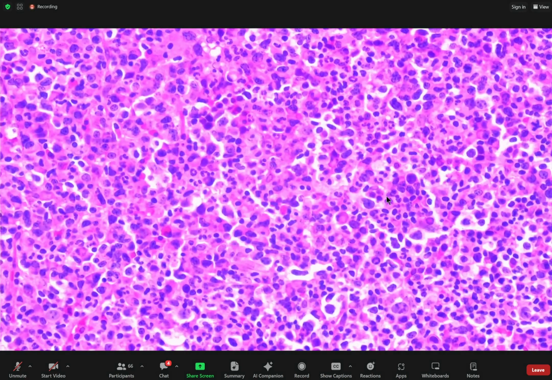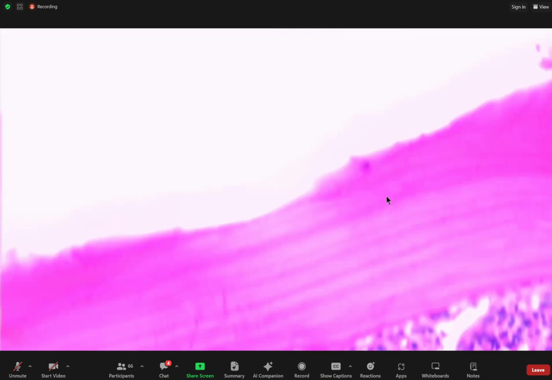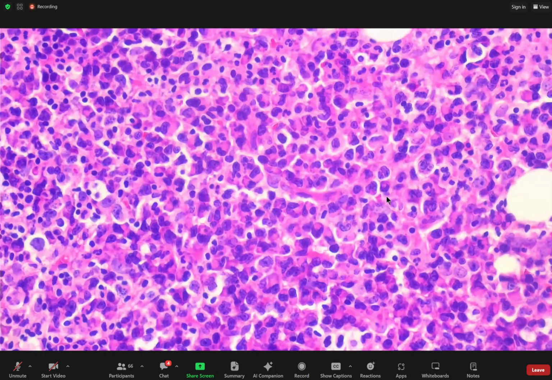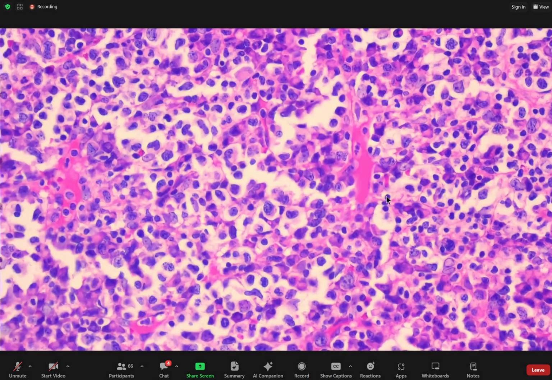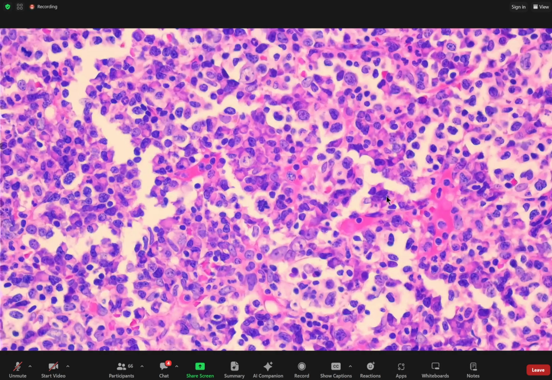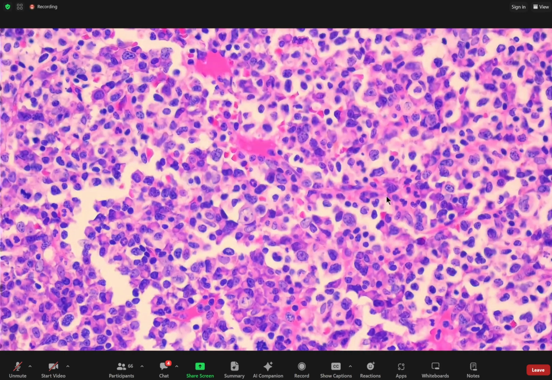Under high power, this is one of the marrow spaces, quite hypercellular. We can still see in this marrow space there are mature neutrophils, but along with that we have some of these lymphoid cells and plasma cells. But if we go further to other marrow spaces, there are a lot of these plasma cells and also lymphoid cells.